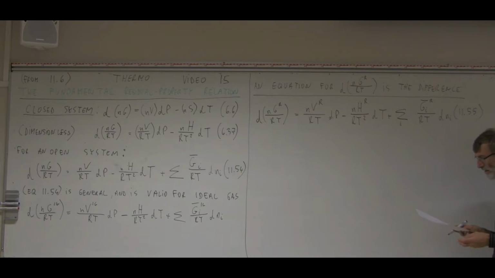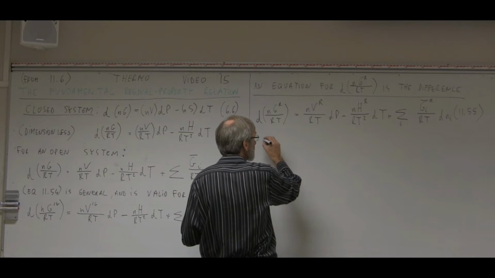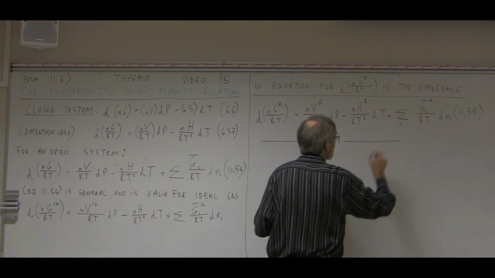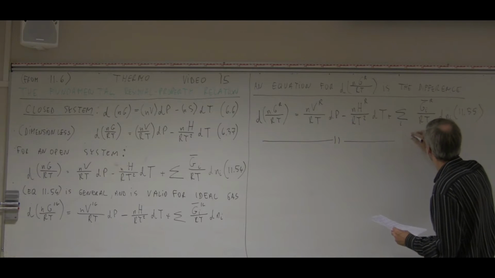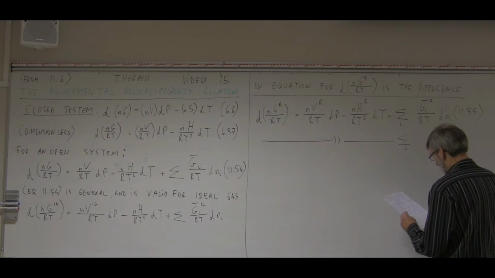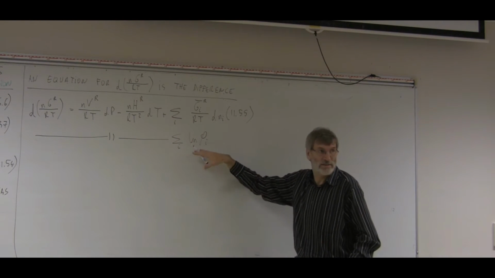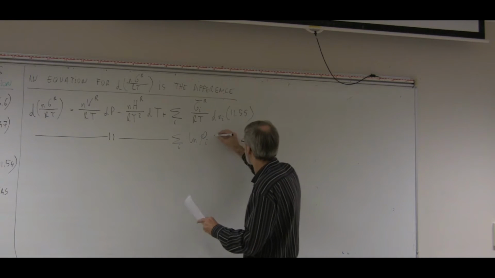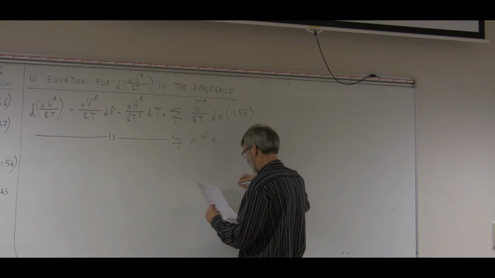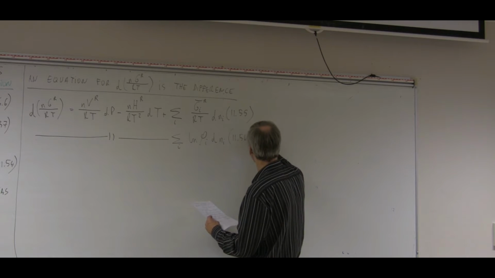So then we end up with 11.55, and we can do the same, and then just replace this with an expression for the fugacity coefficient. The fugacity coefficient is directly related to the partial molar residual property, like this. And then we have 11.56.